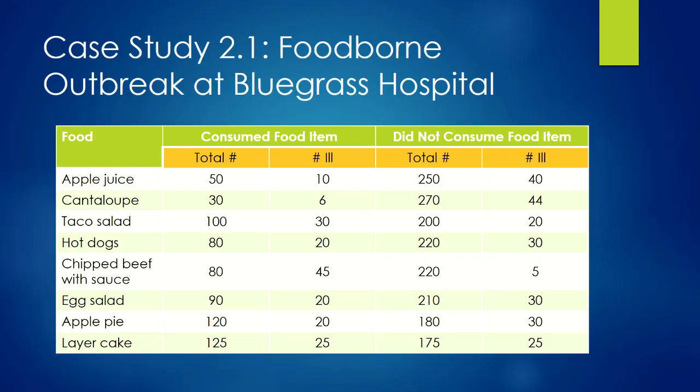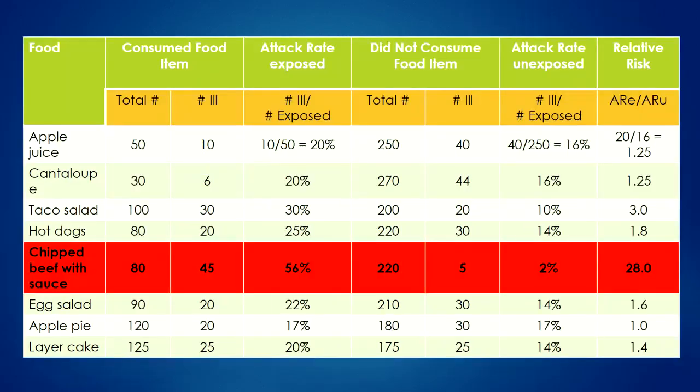Once you tally all those up, you would calculate an attack rate. For apple juice, we see that there were 50 people who drank apple juice and 10 of them became sick. So our attack rate is just 10 out of that 50, or 20%. Then we repeat the same calculation among the people who did not drink apple juice. 250 people did not drink apple juice and 40 of them became ill. So the attack rate in the unexposed group is 16%.